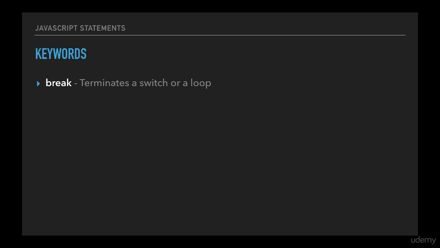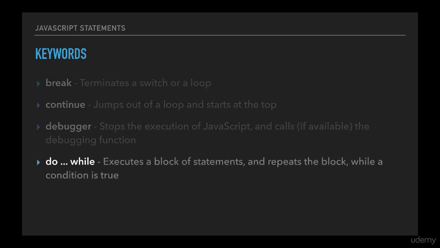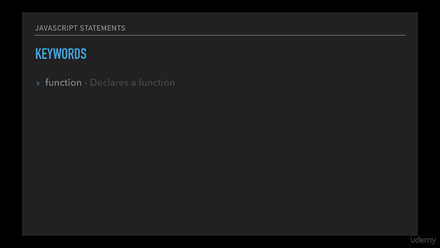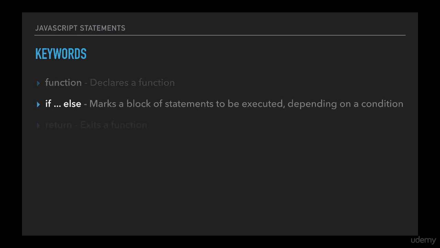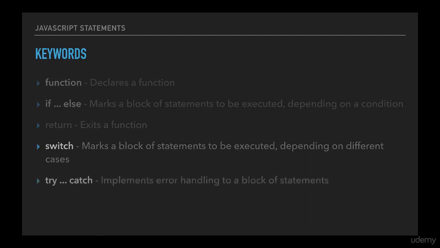First, it's break. What does break do? It terminates a switch or a loop. Well, don't worry about what it does, but just know that break is a keyword and you cannot use break alone. You can use a word like breakthrough or break free, but you cannot use break as a word in your variable or declaration. Similarly, we have continue, debugger, do, while, for, function, if, else, return, switch, try, catch, and last but not the least, our variable declaration var. So these keywords cannot be used in your program.